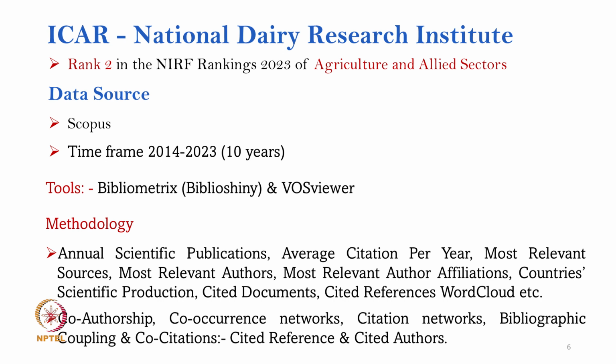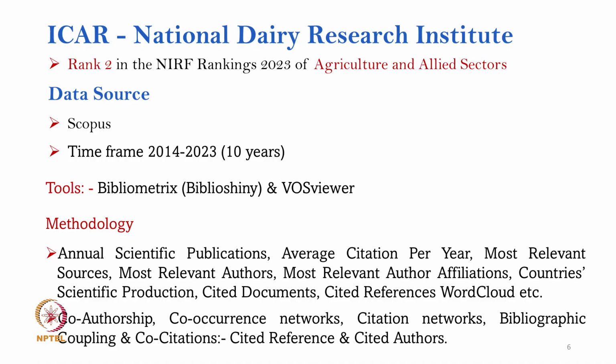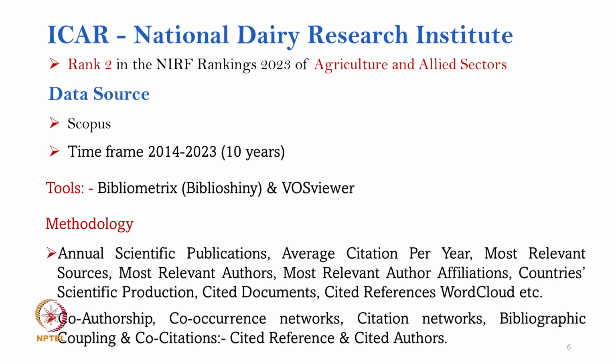For this case study, I have selected the research organization called the National Dairy Research Institute, which is rank 2 in the NIRF ranking 2023 in the agriculture and allied sciences area. We have chosen Scopus as the data source, because in earlier case studies you saw the analysis of research impact using the Web of Science data source. For this practice, we have chosen the Scopus database, and we will do the analysis using Biblioshiny, bibliometrix, and VOSviewer. Let's start with how we can download the data from Scopus.